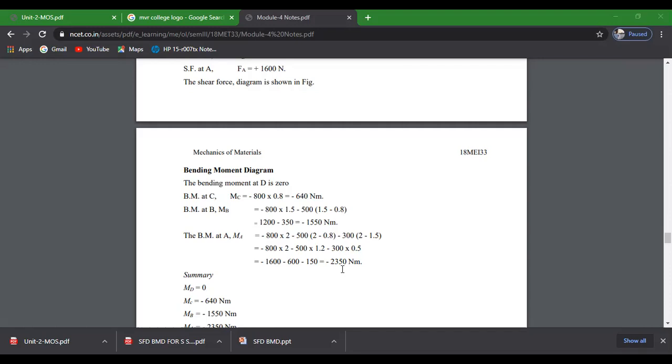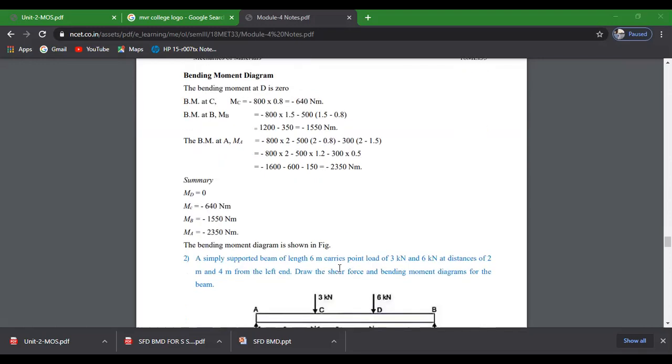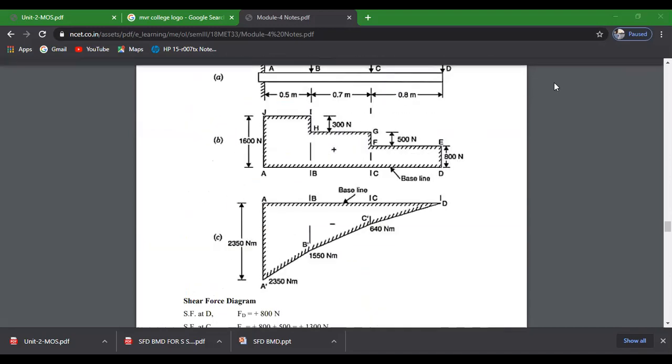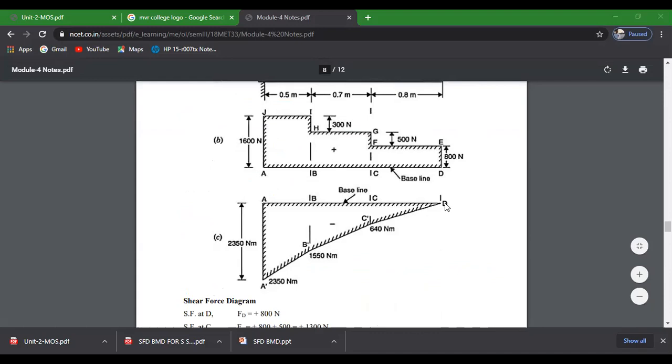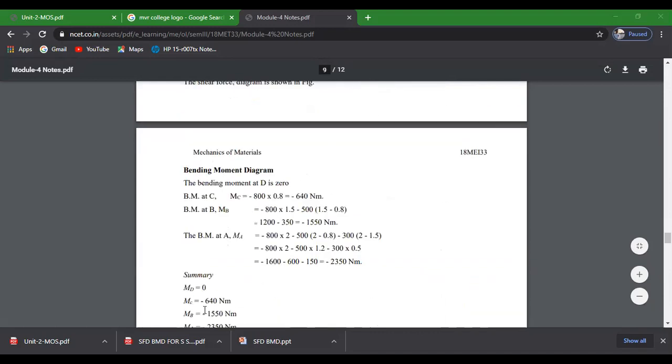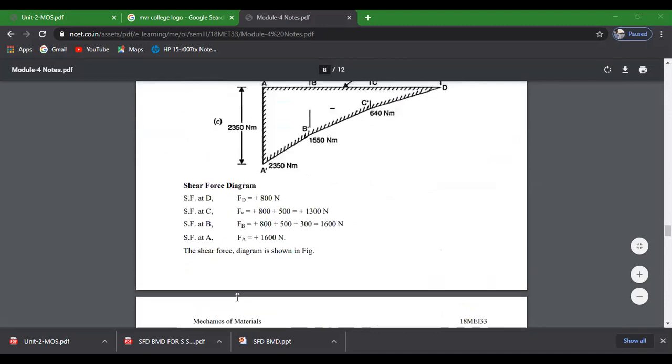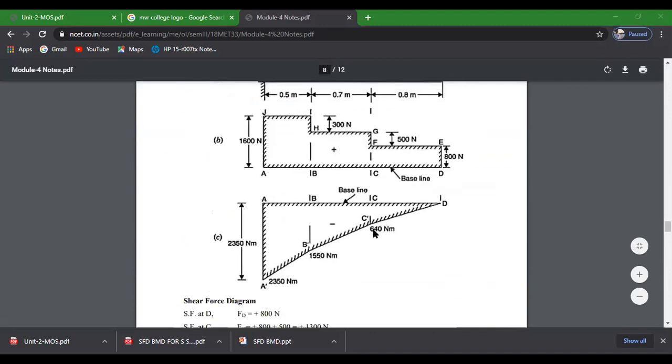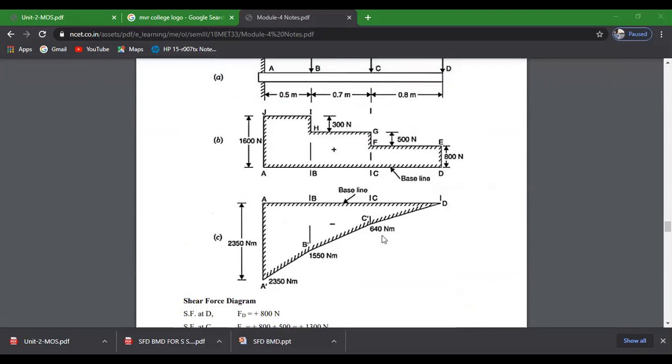To summarize, the bending moment at the point D is equal to 0. At the point C the bending moment will be 640 newton meter. From here to here we need to represent the bending moment with an inclined line. Why? Because this is a point load system.